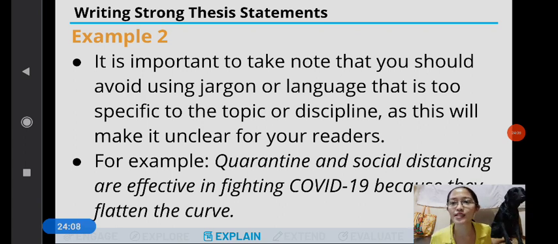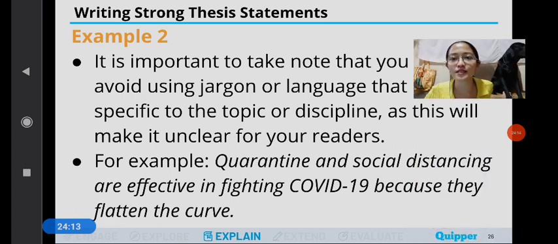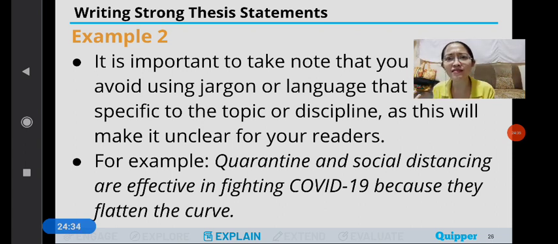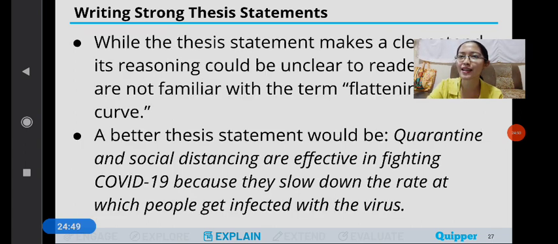Okay. Now, for example, let's have this sentence. Can you read? Quarantine and social distancing are effective in fighting COVID-19 because they flatten the curve. Flatten the curve? Do we understand, as regular or common people reading this, the statement by simply reading? Oh, what's flatten the curve? For me, I can't understand if I'm an ordinary person, no? Let's see the next slide. Okay.